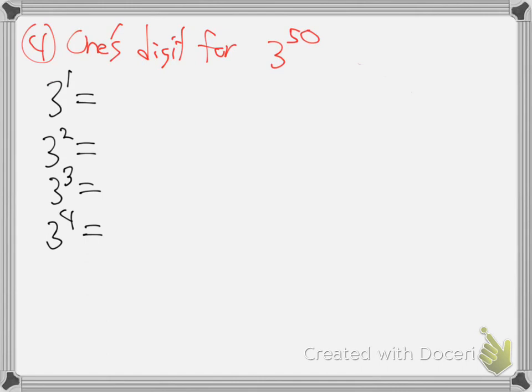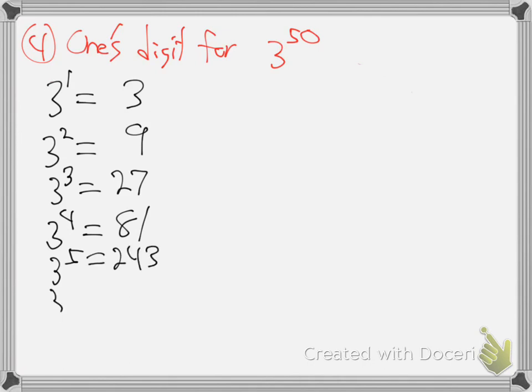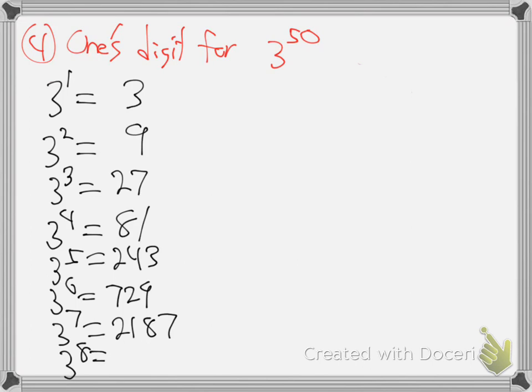Yeah, so let's look at the pattern. 3 to the 1, this your calculator can help you with. 3 to the 1 is just 3. 3 squared is 9. 3 cubed is 27. 3 to the 4th is 81. Right, just keep multiplying by 3 on your calculator. 3 to the 5th is 243. 3 to the 6th, I think, is 729. 3 to the 7th, there's my limit, 2187? Is that right? Okay. 3 to the 8th, I don't know, 6,000 something.